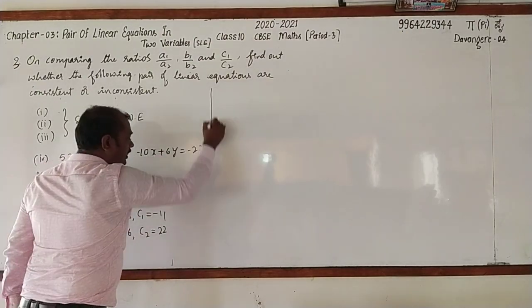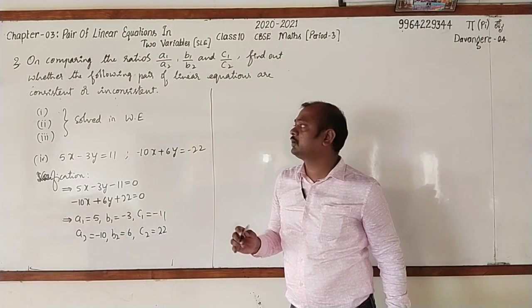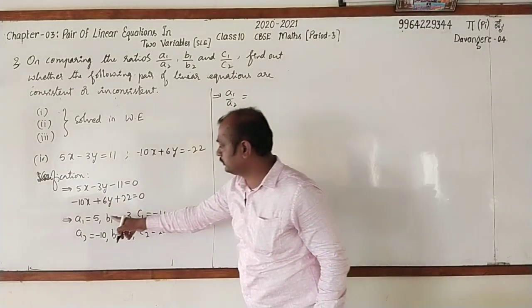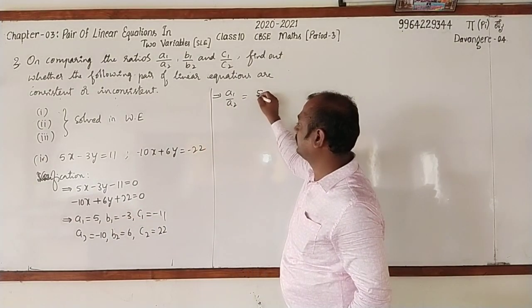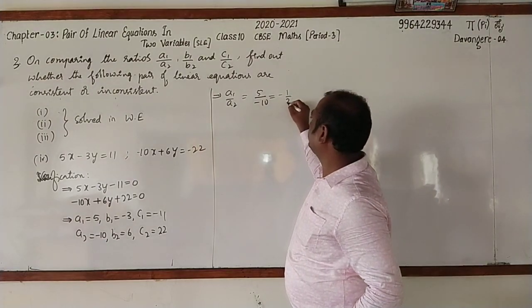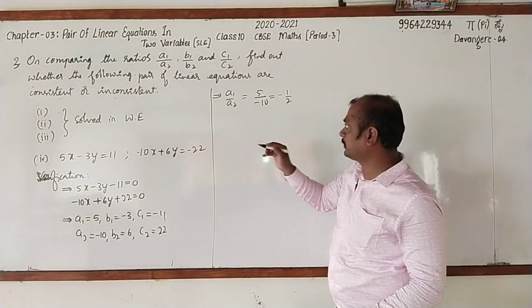Now let us find out all the three ratios. What is the first ratio? Yes, you are right. A1 by A2. This is 5 by minus 10. 1s are 5, 2s are 10. Minus 2s are. It will be minus 1 by 2.